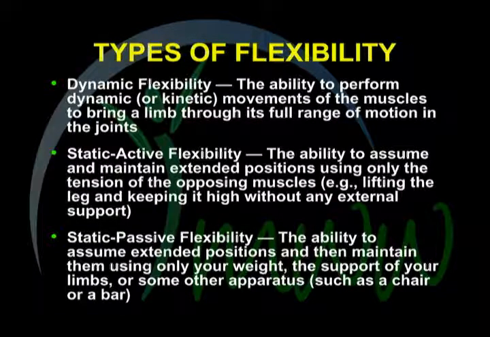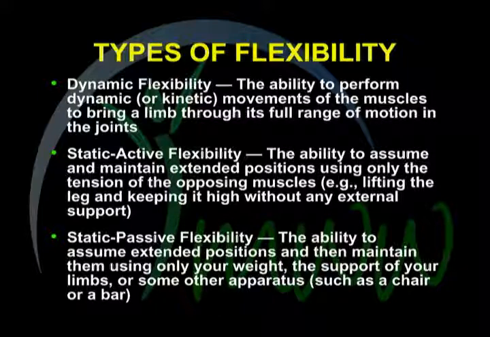Dynamic flexibility, also called kinetic flexibility. Dynamic flexibility is the ability to perform dynamic or kinetic movements of the muscle to bring a limb through its full range of motion in the joints. Static active flexibility, also called active flexibility. Static active flexibility is the ability to assume and maintain extended position using only the tension of the opposing muscles. For example, lifting the leg and keeping it high without any external support.